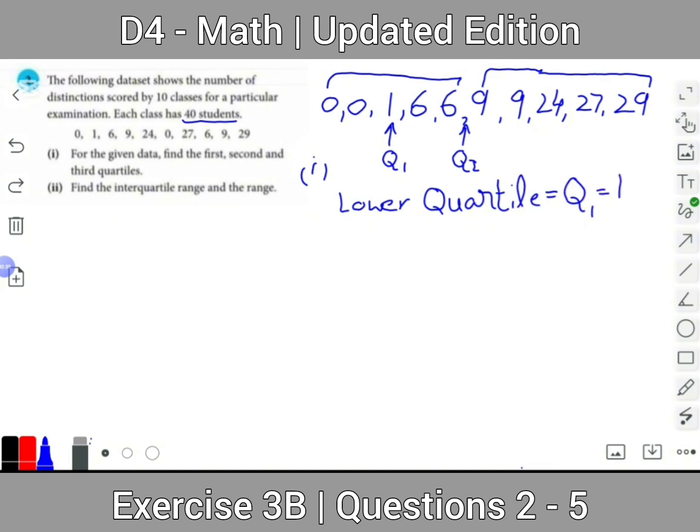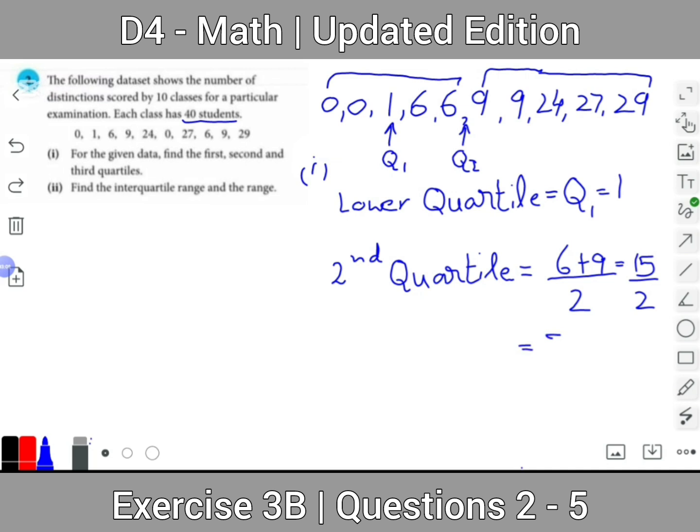Now to find the second quartile, or the median, or Q2, we will take the mean of the middle values. So 6 plus 9 divided by 2 is equal to 15 divided by 2, and it will be equal to 7.5. So the value of Q2 is equal to 7.5.